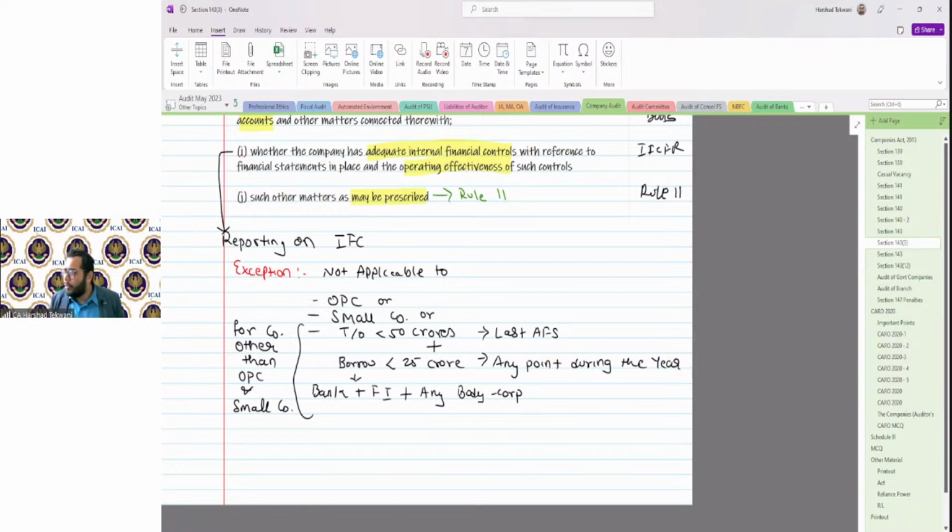Then your question is, in SA 260, what is the difference between management and those charged with governance? SA 260 talks about communication with those charged with governance. There's a whole lot of difference between management and governance. Those charged with governance are persons, or you can say trustees, who have a responsibility for overseeing the strategic decision making. Their role is to look after the strategic decision making which is done by the management.